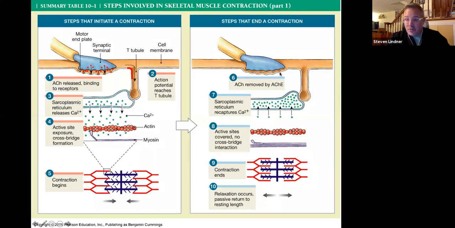Now, if there's no acetylcholine, then you have nothing to hit the receptor to keep it open. So it shuts, which means there's no more excitation going down the T-tubule, which means there's nothing hitting the sarcoplasmic reticulum, giving it the message to release calcium. In fact, the calcium goes back into storage in the sarcoplasmic reticulum. If there's no more calcium hitting the sarcomere, then the troponin and the tropomyosin go back in their place, covering the binding sites, AKA the active site. If that happens, then there's no more contraction. The contraction ends.